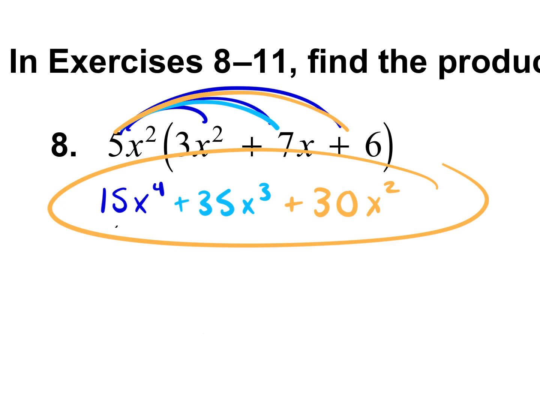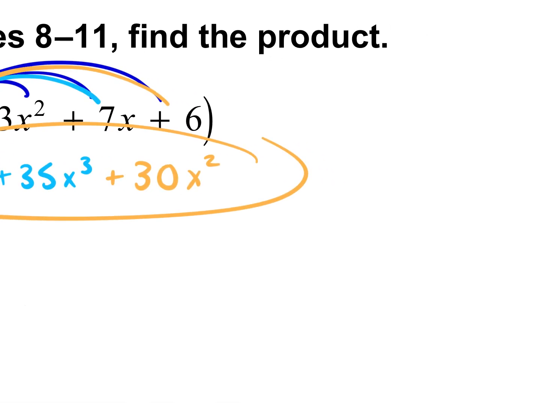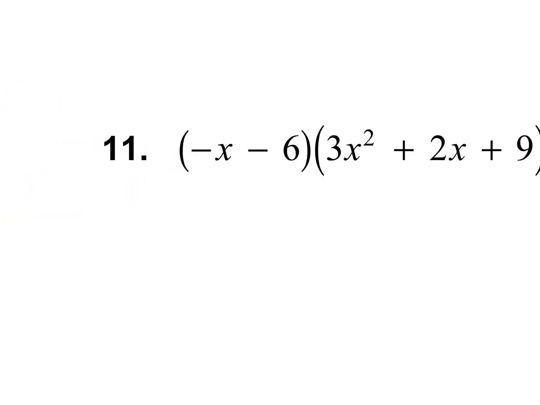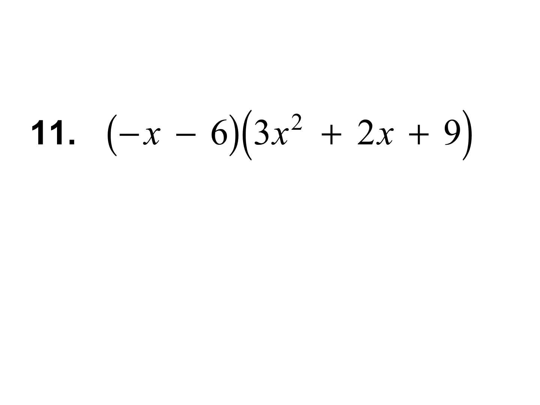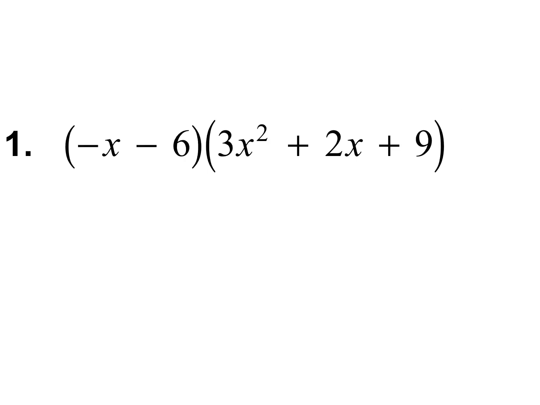Good with this one? All right, 11. How do I multiply 11? FOIL. We just have to make sure both terms in the first parentheses get multiplied to everything in the second.